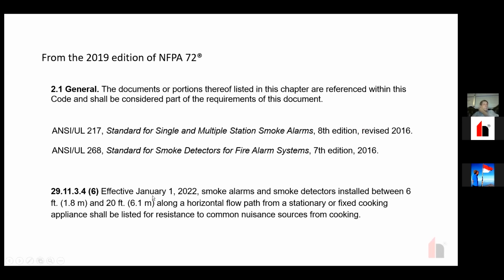29.11.3.4, Item 6, says effective January 1st, 2022, smoke detectors and smoke alarms installed between 6 feet and 20 feet along a horizontal flow path from a stationary or fixed cooking appliance shall be listed for resistance to common nuisance sources from cooking. That means 8th edition 217, 7th edition 268.